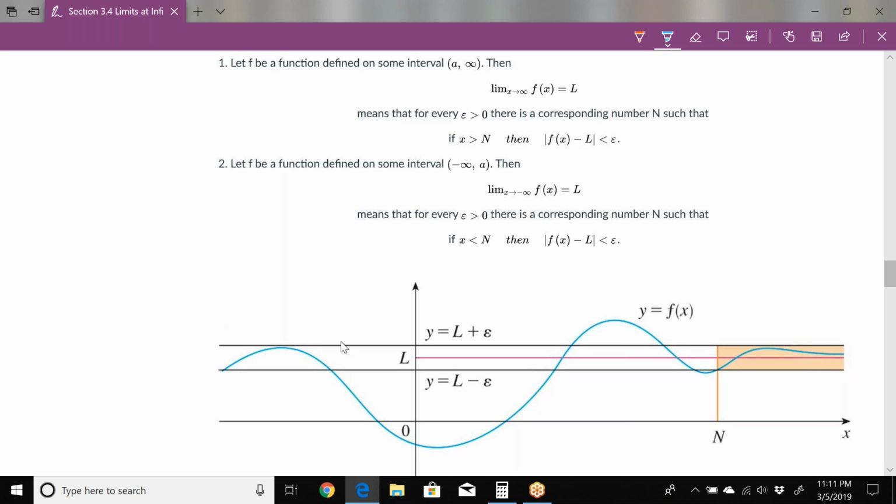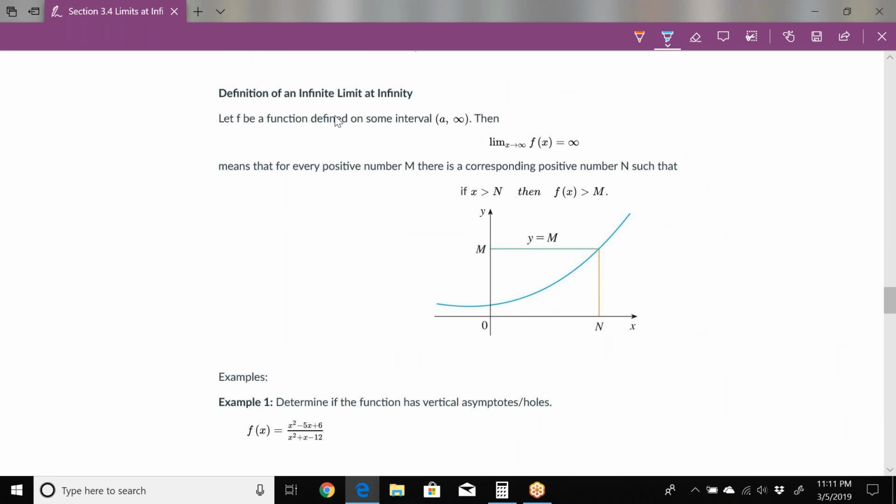So the same thing can be done for the other side. I just put one picture here so you could see that. And then the definition of an infinite limit at infinity is this official definition. Let f be a function defined on some interval a to infinity. Then the limit as x approaches infinity of f of x equals infinity means that for every positive number M, so that's this y value, there is a corresponding positive number N such that if x gets bigger than N, then f of x has to be getting bigger as well. So what they're saying is no matter what x we pick, if you pick a bigger x than the number you just were at, your y value should also be getting bigger. So it's increasing without bound.